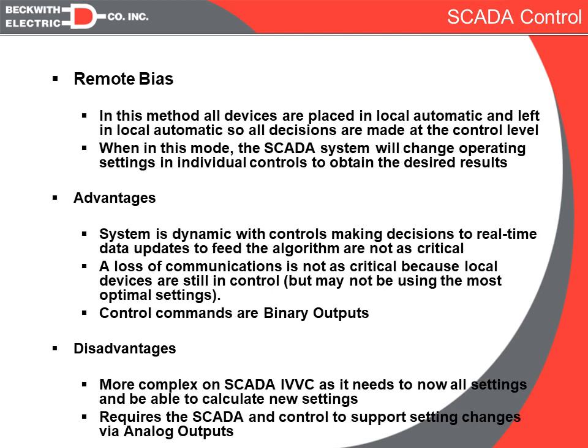The second approach is remote bias. In this approach, we're going to leave all the controls in local automatic mode. And what we're going to do is we're going to dynamically change settings in individual controls to cause them to operate on their own. So instead of telling a capacitor bank to close, we're going to change either its VAR setting or its voltage setting so that it then comes to the conclusion on its own that it needs to close. The advantage of this is that your controls are always in local automatic.